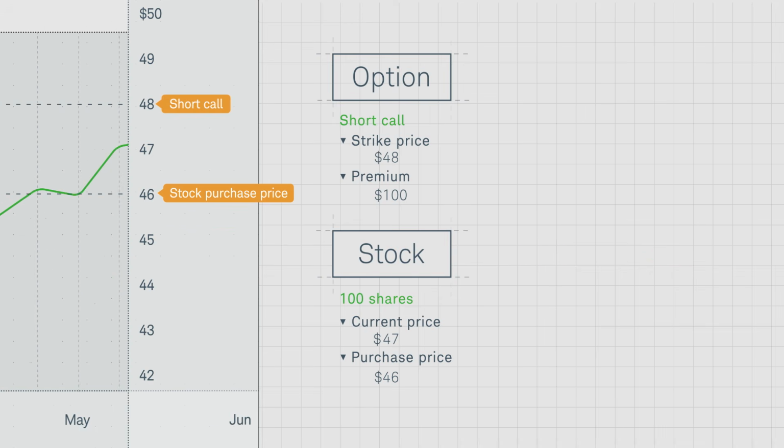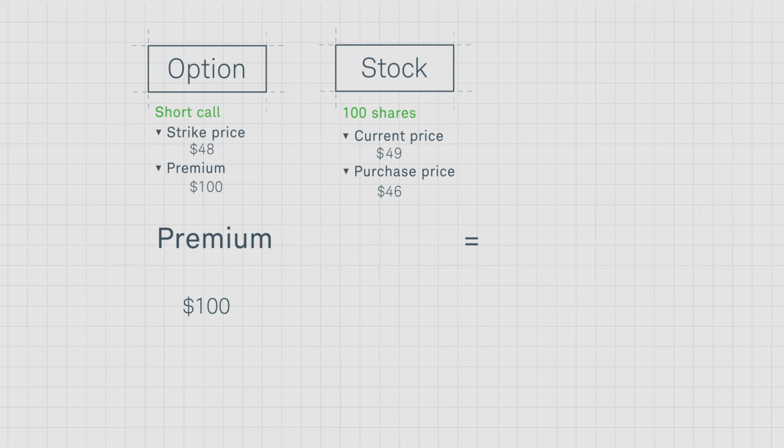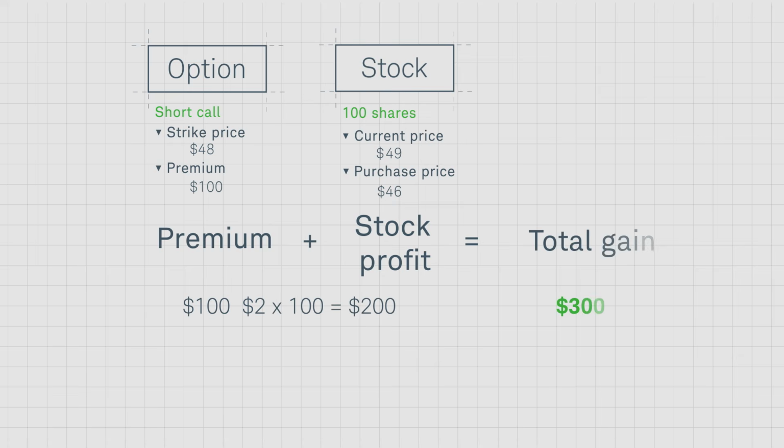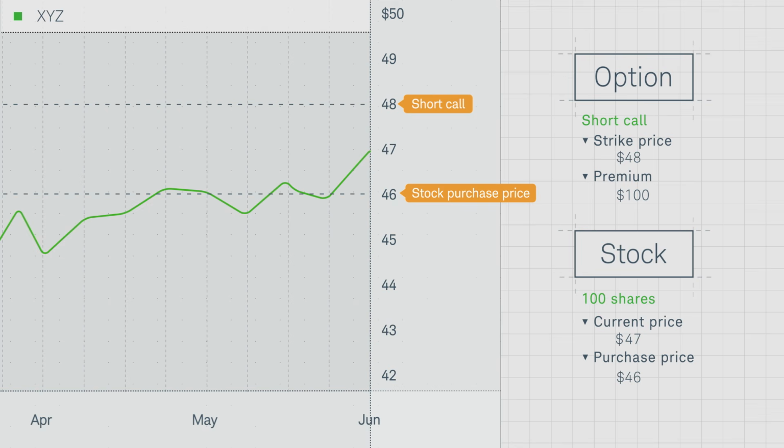Let's say the stock goes up to $49 a share at expiration. The option would be in the money, and there's a good chance it would be exercised. That means she would be forced to sell those 100 shares. She'd keep all of the premium, $100, and the profit from the stock sale at the strike price. Remember, she agreed to sell the stock at $48, which is $2 above where she bought it at 46. That's another $200 in profit for a total of $300 gain. One thing to keep in mind is that there's a risk of missing out on further gains if the stock goes up even further. But what if the stock only goes to 47 at expiration?